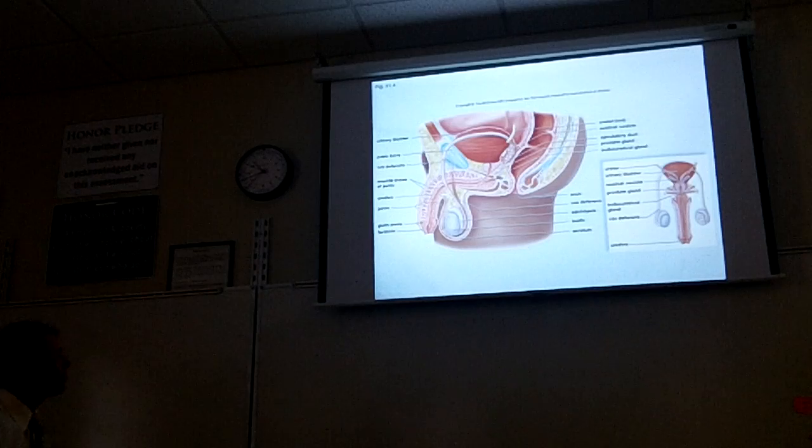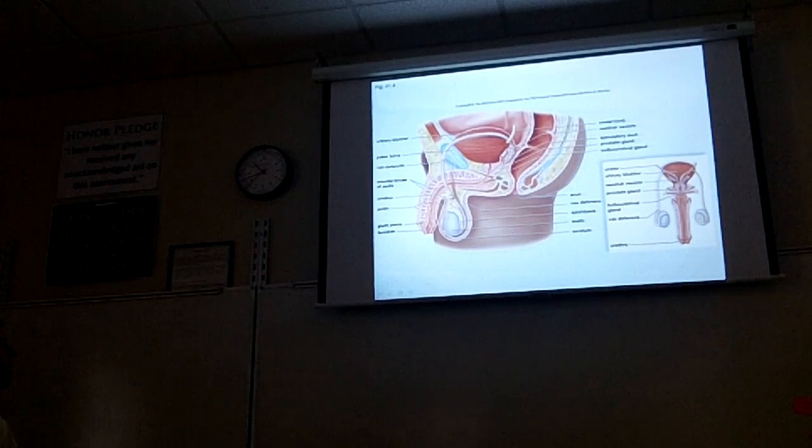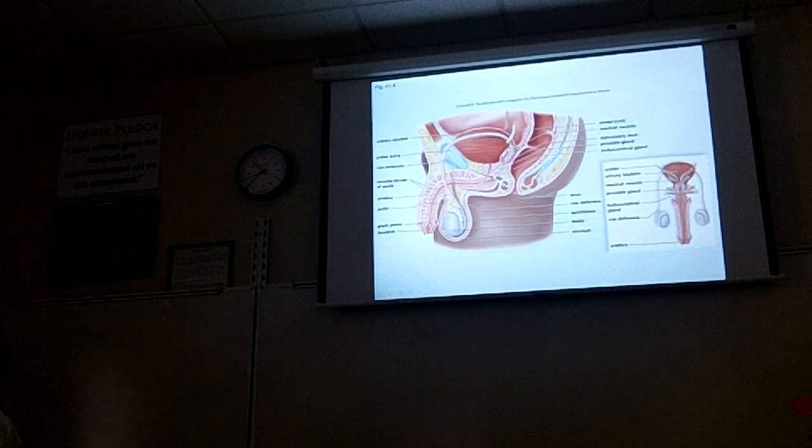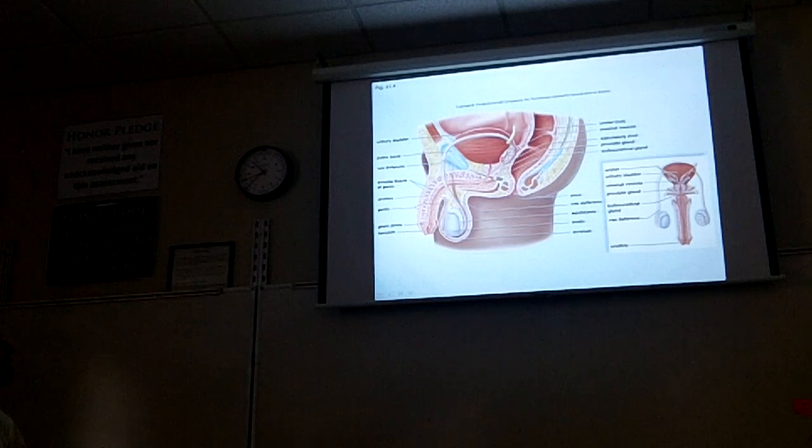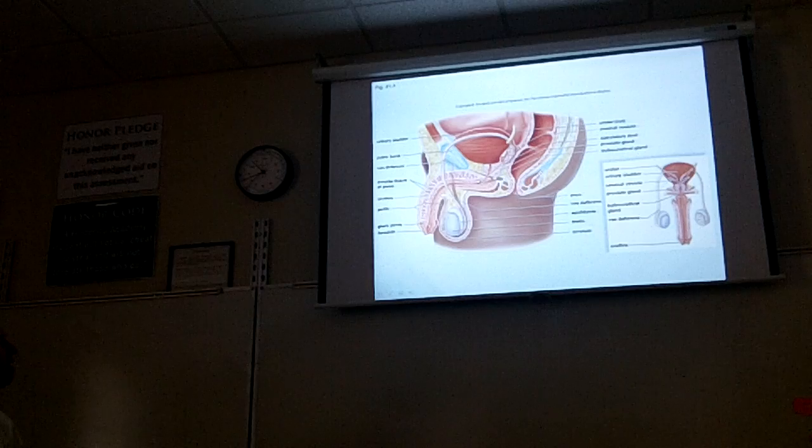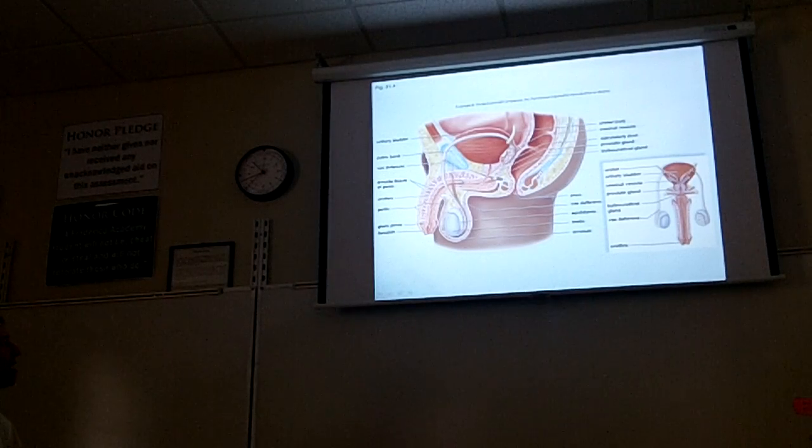And the penis has erectile tissue in it. That's this red stuff here, and here is erectile tissue, and it'll fill up with blood when the guy gets an erection, and that enables him to have sex.